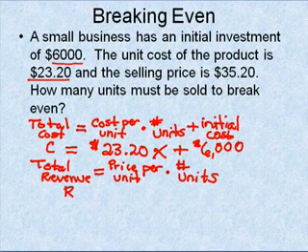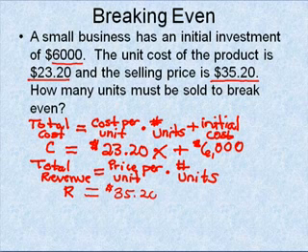Okay, so now that I got that keyboard off the screen, let's fill in our revenue equation. R is your total revenue, and we said that's equal to the price per unit. We're selling our units for $35.20. And again, we don't know the number of units we need to sell, so that is our variable X. We're interested in breaking even. So that means we want our cost to equal our revenue.